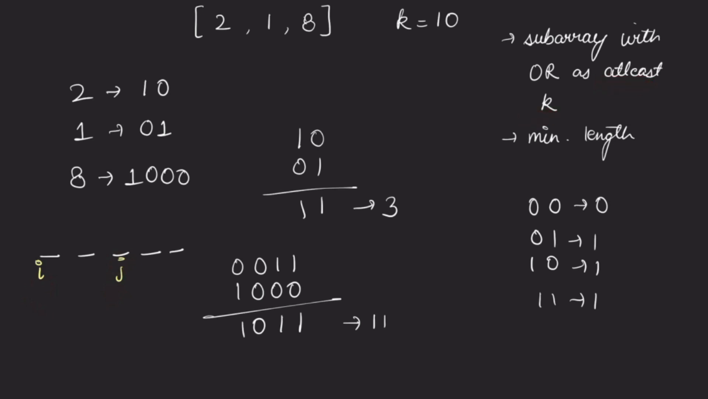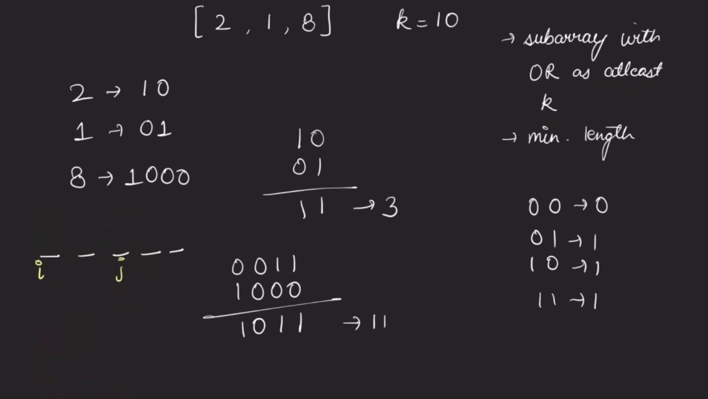So what I said was that at any point, whatever your current window is, if its bitwise OR is less than k, in that case, you will try to expand your window. So you will consider the next element also into your window. And in case it is greater than or equal to k, that is, it is at least k, then you will try to shrink your window. Whatever is the first element in your current window, you will try to get rid of it, and then you will find out the OR of the remaining elements. And then again, you will follow the same procedure.